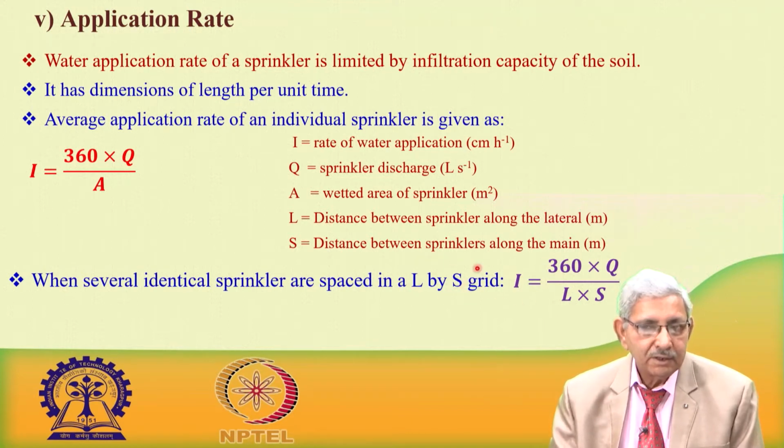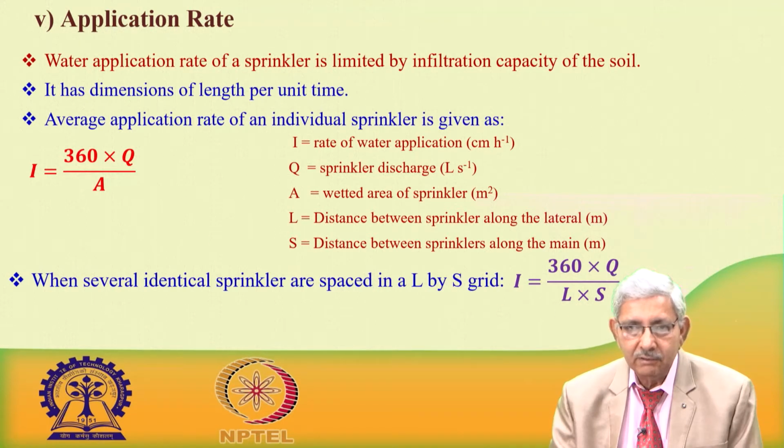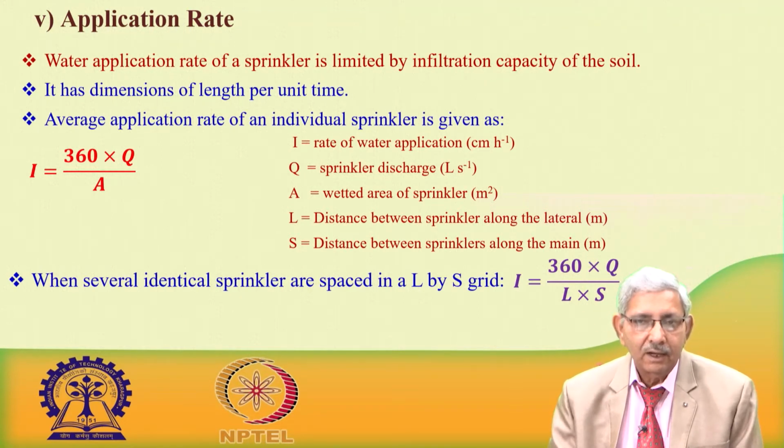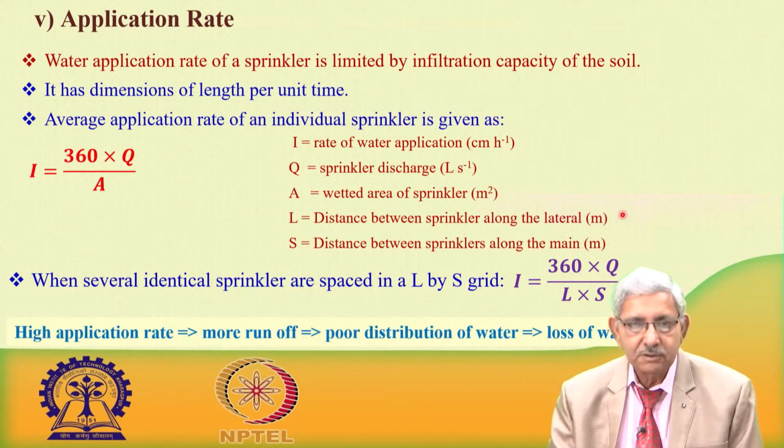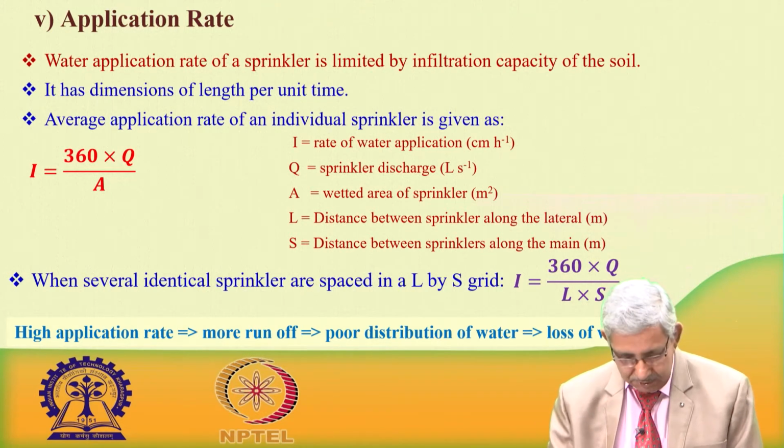Now, application rate: when several identical sprinklers are in operation, one can find the application rate as Q by A, only A is replaced by L into S. What is L? L is the distance between the sprinklers along the lateral. S is the distance between the sprinklers along the main. So, application rate is estimated like this. The higher the application rate, the more the runoff, poor water distribution, and loss of water.